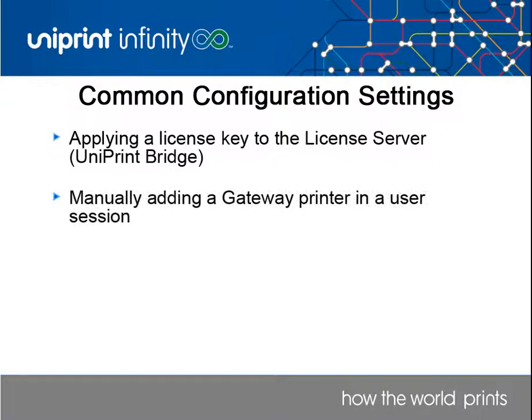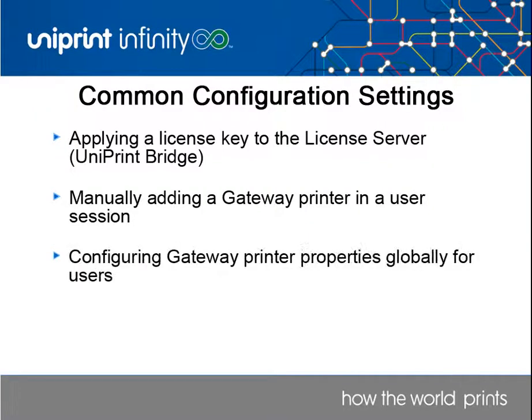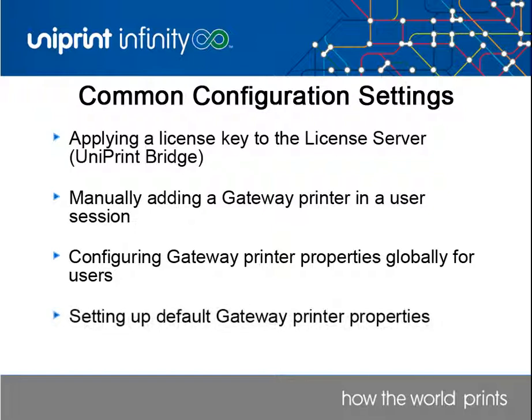Next, we'll launch an RDP session and manually add a couple of gateway printer queues. This is necessary if PrintPal is not deployed. Then we'll change gateway printer properties globally for all users. And finally, we'll set up default gateway printer properties, which is a new feature in version 8.01. Any gateway printers that are created after default gateway properties are set will take on these new properties.